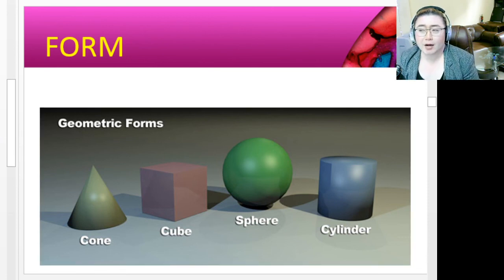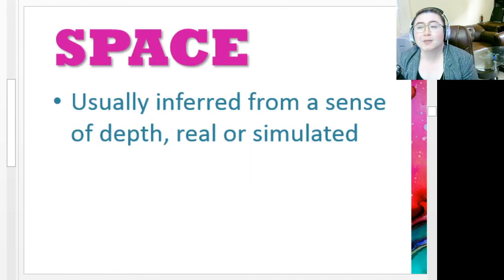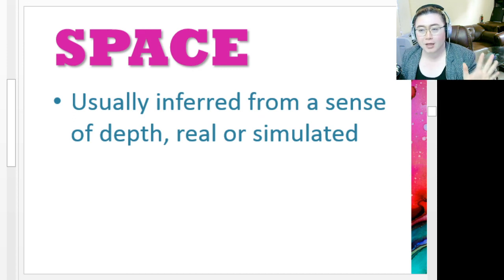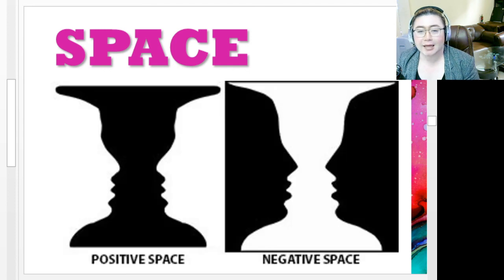Next, we are now down to the next element of art. We have space. Space is usually inferred from a sense of depth, real or simulated. It's basically the concept of space or distance, or how an artwork is occupied by different elements. We have positive space and negative space.